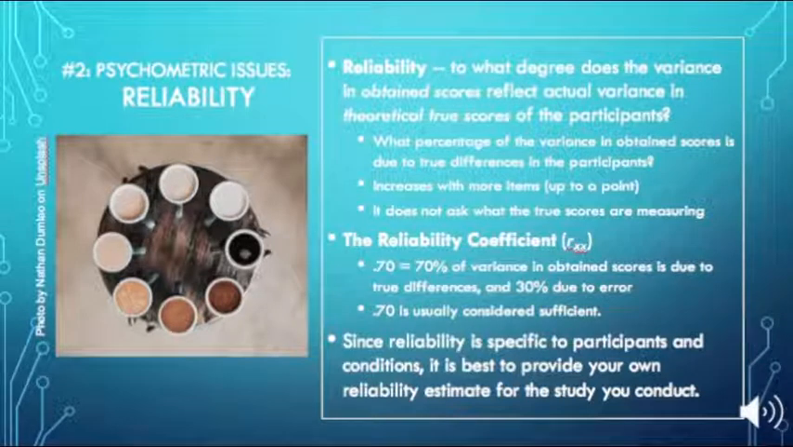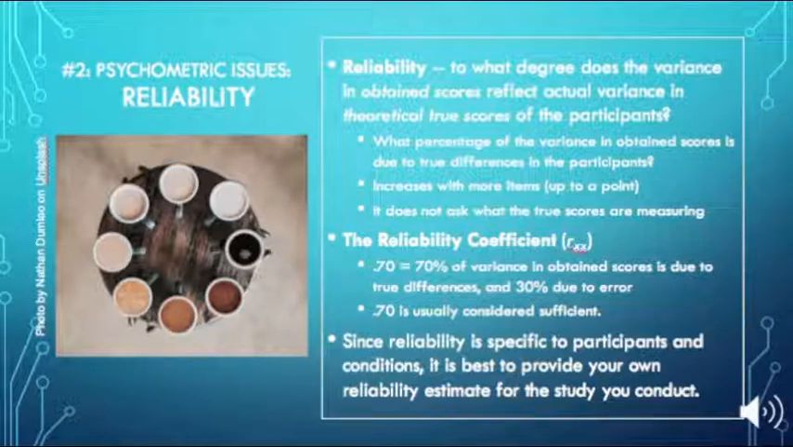Reliability is the degree of the variance in the obtained scores which is due to actual changes in the participants. This is written as a reliability coefficient as a decimal. If you convert that decimal to a percentage, it gives you the percent of the obtained score which is due to actual changes in the participants. What changes is not a question of reliability. The remainder is always due to error. 0.7 is usually considered sufficient for most uses, although there are additional considerations.